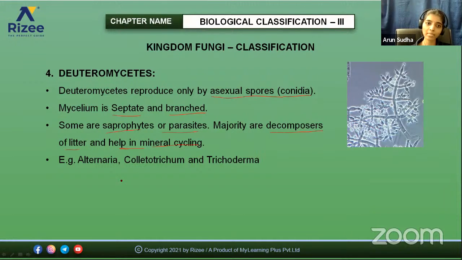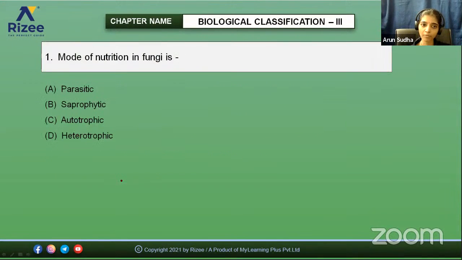So these are the different types of fungi. It is Phycomycetes, Ascomycetes, Basidiomycetes, and Deuteromycetes. So I hope you are clear with it. So we'll see a few questions related to this.